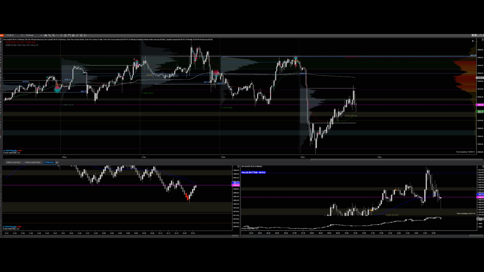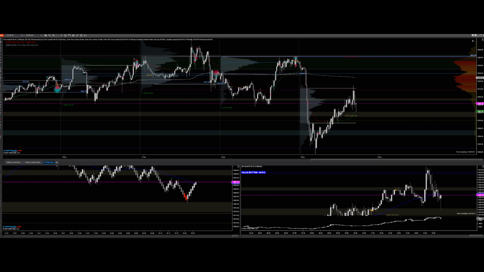Oh, here we go. Now ask yourself, is this a pullback for a short continuation? I think so. I'm not so sure. I'm definitely seeing some nice divergence on the stochastic, but I want to only enter on a retest at the moment.